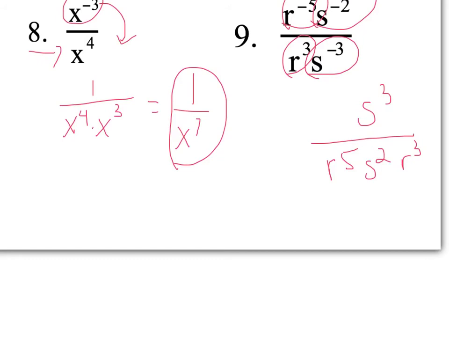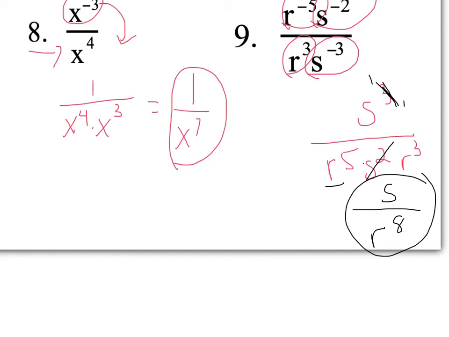Now I can see what I can simplify here. So here I have S squared. If I take out S squared, I'll just have S. And then here I'm multiplying r to the 5th and r to the 3rd. Remember, multiplying monomials, I multiply the coefficient, which is 1, and I add the exponents. So on top I have S, so S over r to the 8th.